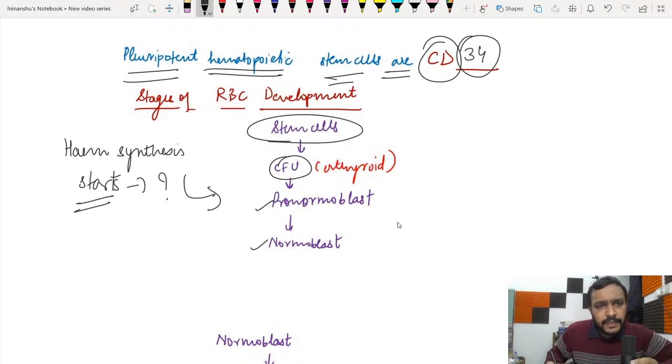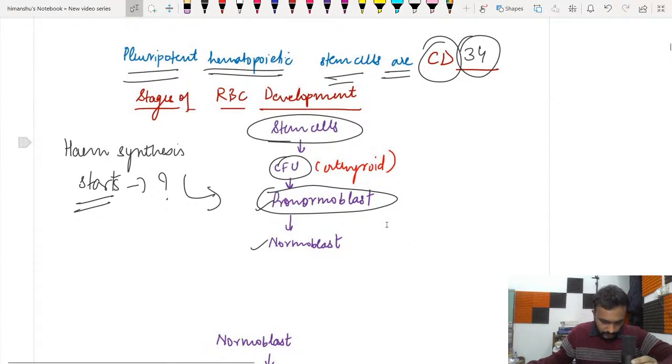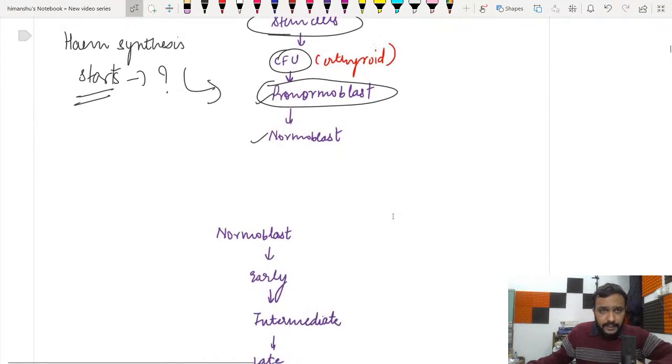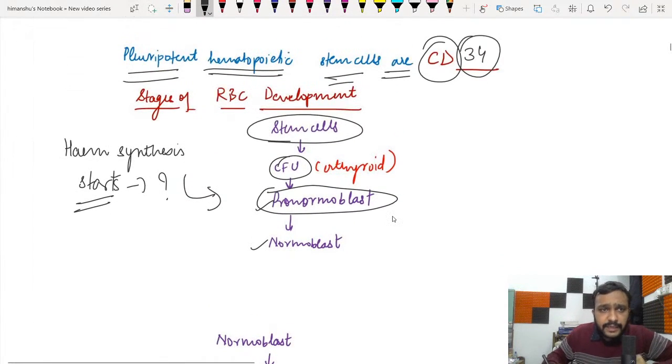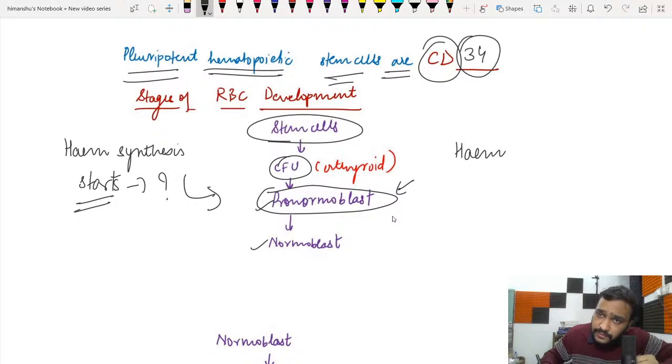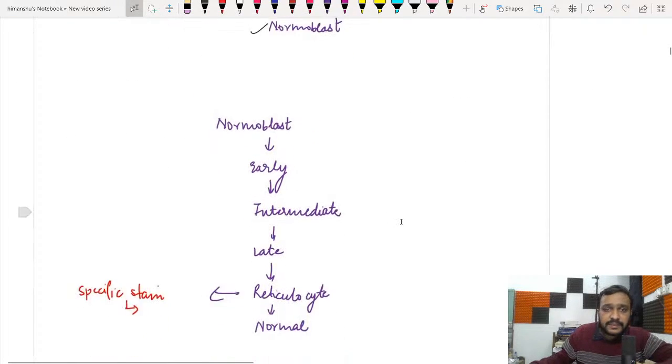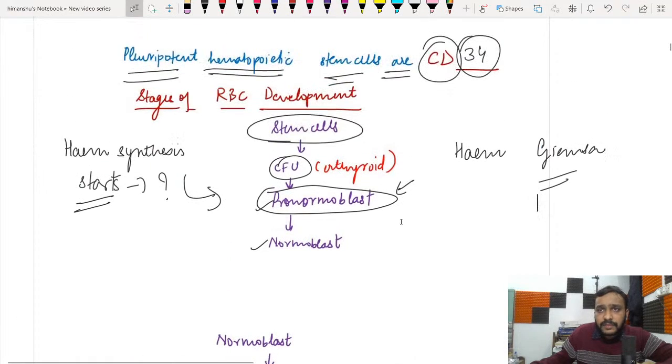So heme synthesis starts in the stage of pronormoblast. You have to remember that. But heme is first detected by Giemsa staining at which stage?